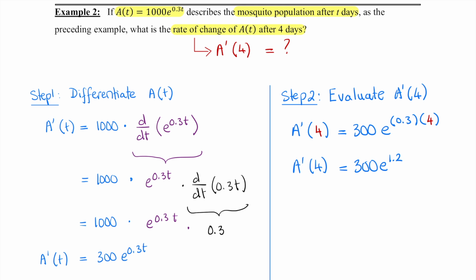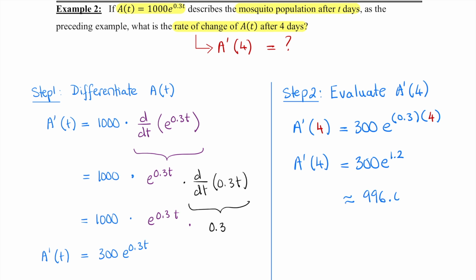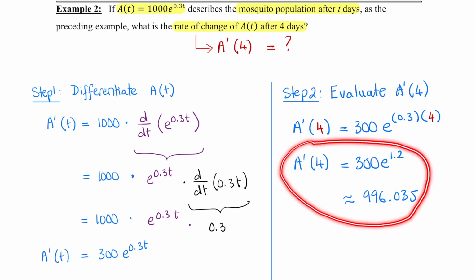If the question asks for an exact answer, then we leave it as 300 times e to the 1.2. If the question asks for an approximation, then we convert this to a decimal and follow the rounding instructions. For example, this is approximately 996.035. And this is the rate of change of the mosquito population after 4 days.